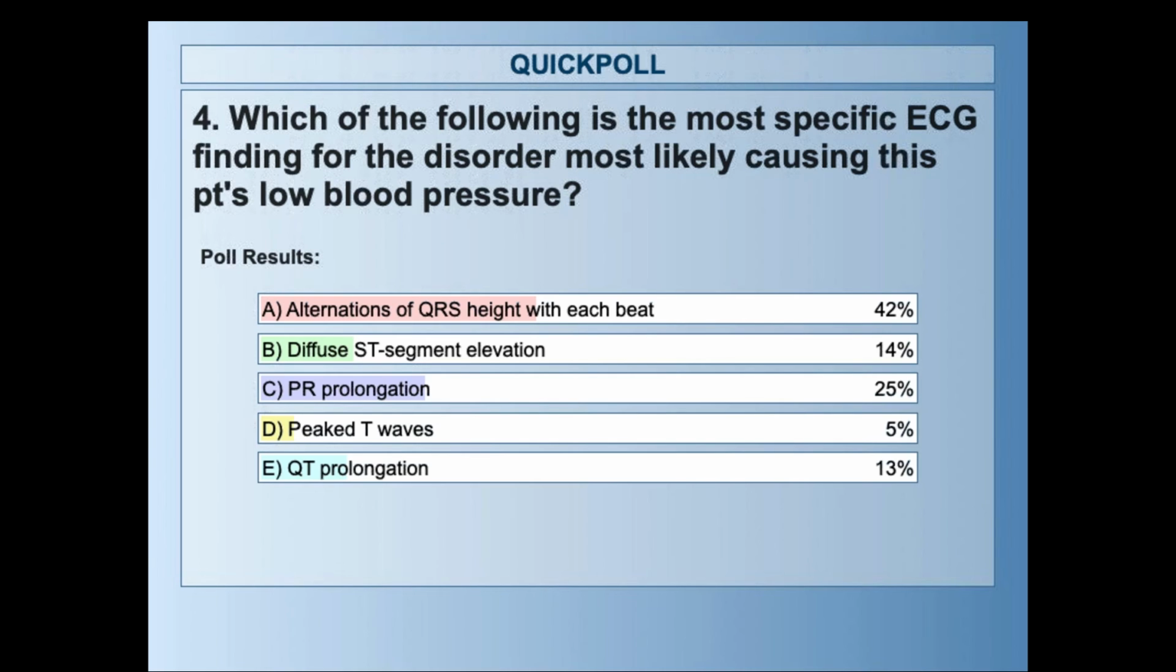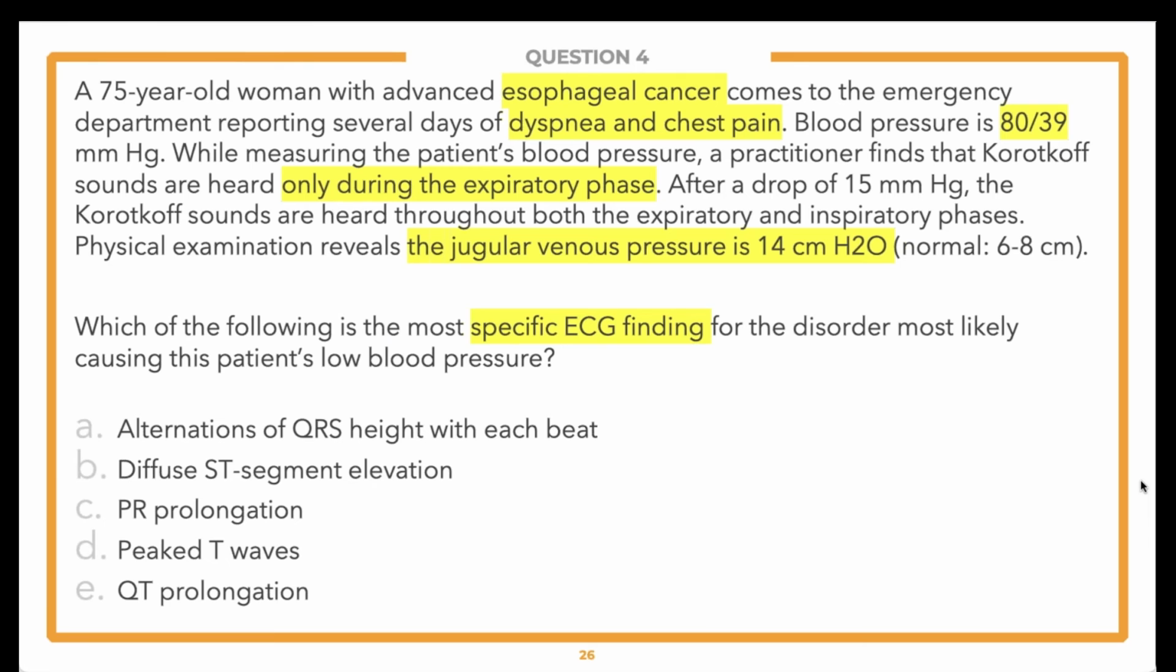Question number 3 was a little more split. This one, definitely, more of you went with option A, alternations of QRS height with each beat. About a quarter of you went with PR prolongation. And then answer choices B and E got about the same number. And a few of you went with peaked T waves. So a good, interesting spread. I'll tally the results and share the answer.